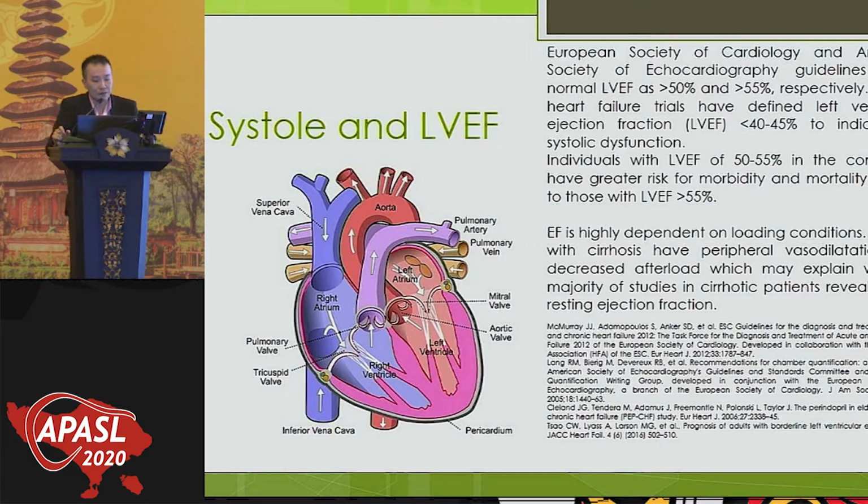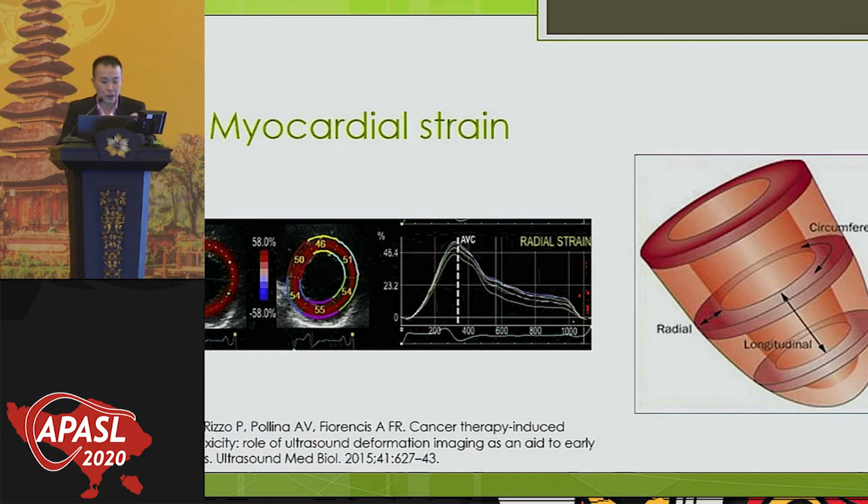I'll also mention that ejection fraction is very dependent on loading conditions. In cirrhosis, the majority of patients do have a normal resting ejection fraction. This means it's quite difficult to identify early if there's a problem in systolic impairment in these patients. So this introduces a new concept, what we call myocardial strain.